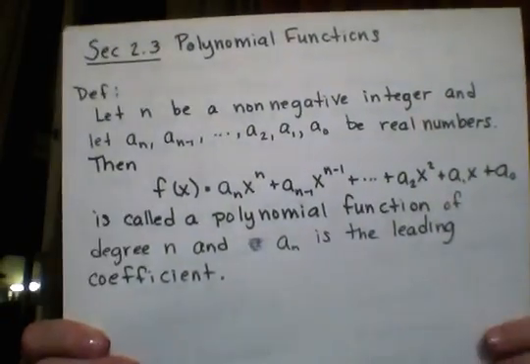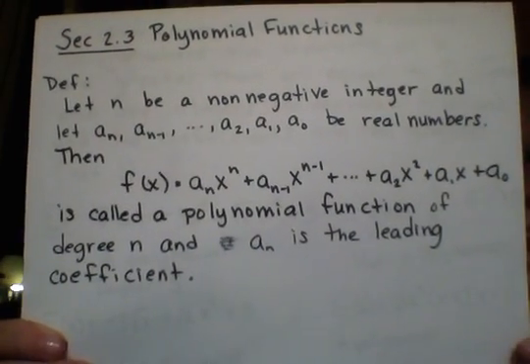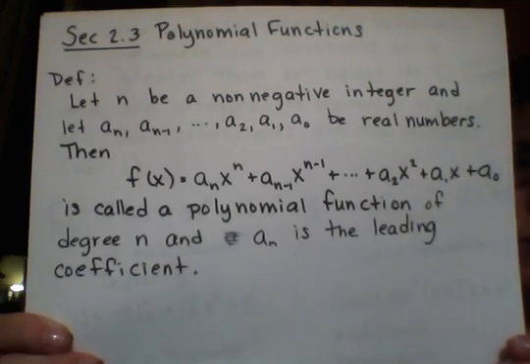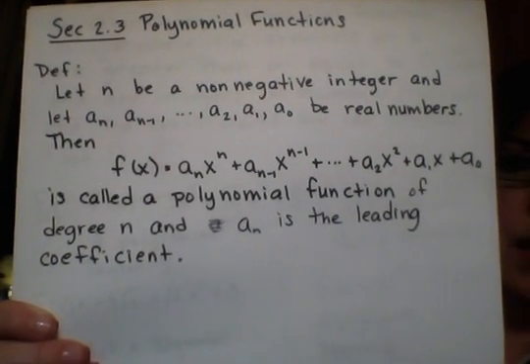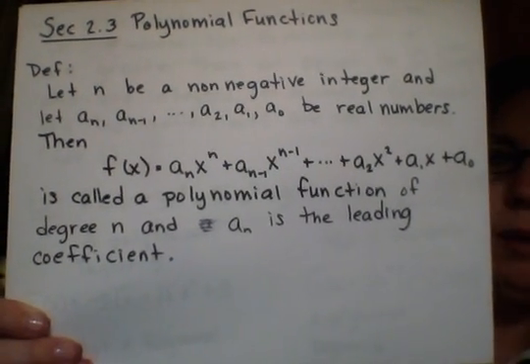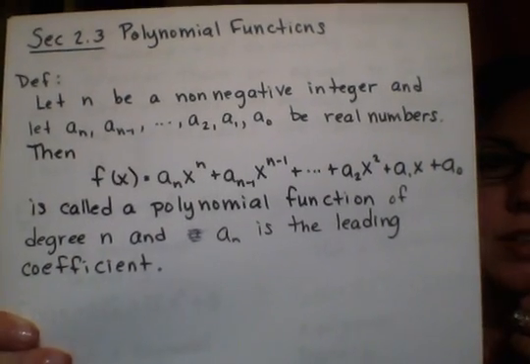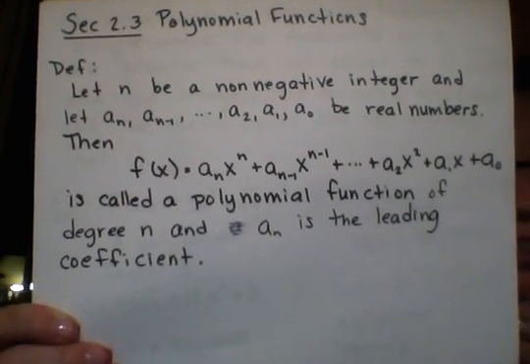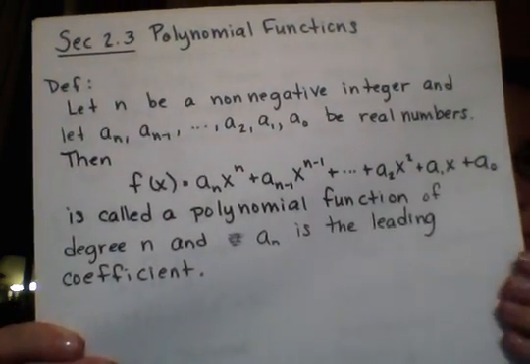We're going to start out with the definition of a polynomial function. This is our next unit, and here it is. This is the technical definition. Let n be a non-negative integer. We'll talk about what that means in a minute. And then we have all of these letters, a sub n minus 1, and so forth. Let those be real numbers. Then we have this function written with all the letters. It's called a polynomial function of degree n, and a sub n is the leading coefficient.